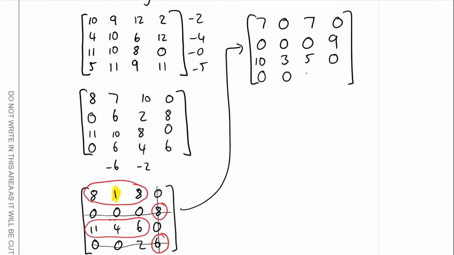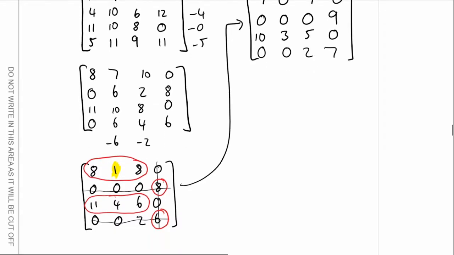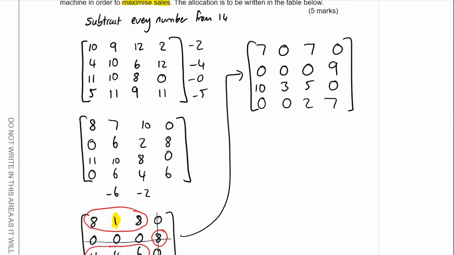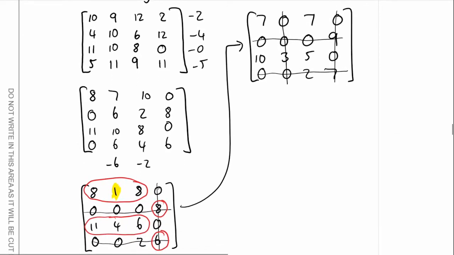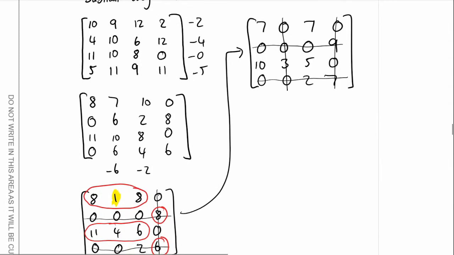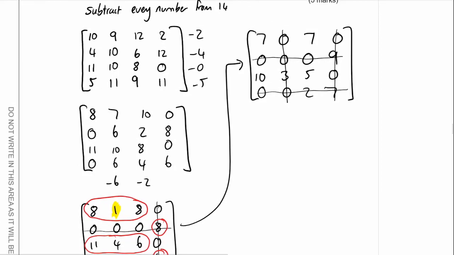0, 0, 2, 7. And now we're going to cross out the zeros using as few lines as possible, and we're aiming for 4. So 1, 2, 3, 4. Now we're done. Because now we have 4 rows, we've got 4 lines. Now we need to start allocating things. And I like to pick the things that need the allocation first. So we're allocating zeros that have only 1 line through it, not 2 lines.